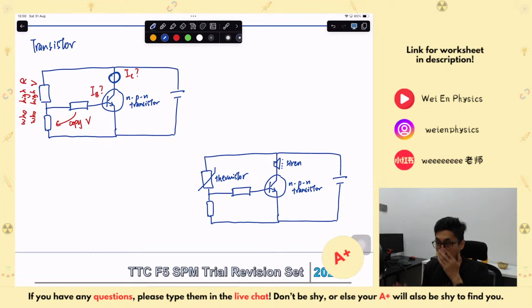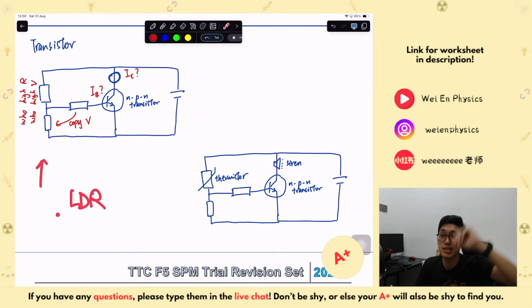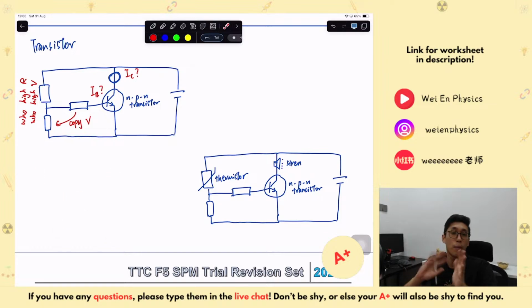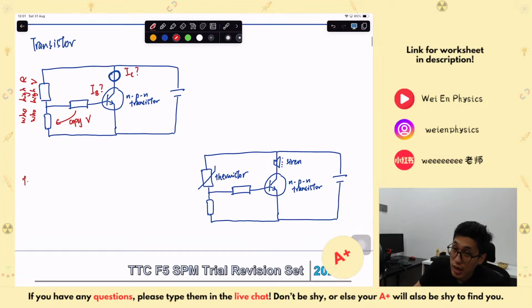Okay, so for this thermistor, if temperature is high, resistance is low. Temperature low, resistance high. Understand? If it's an LDR also, light high, resistance low. Light low, resistance high. They always do the opposite. So let's say right now it's hot, or temperature is high. Okay, let's say temperature high.